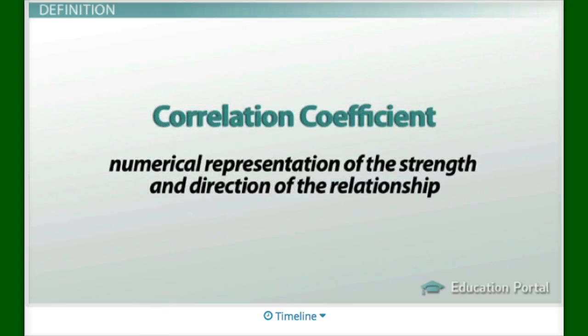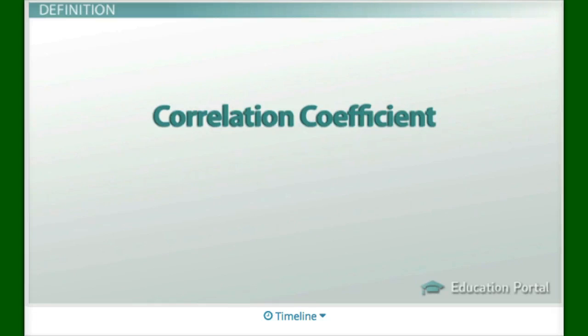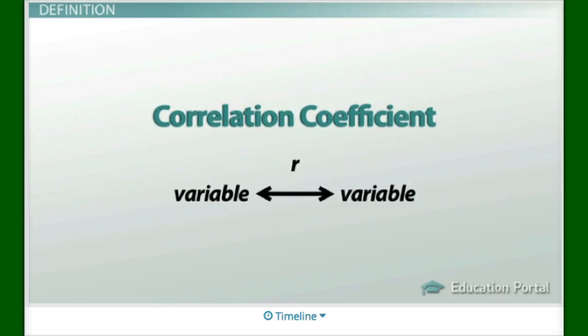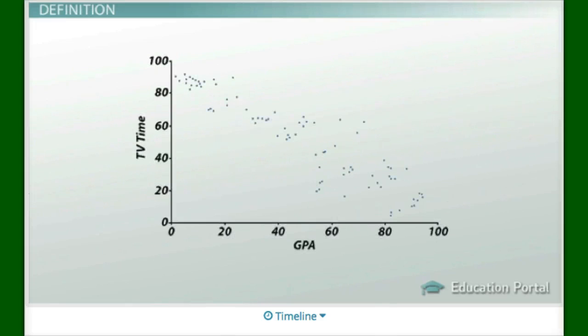A correlation coefficient is defined as a numerical representation of the strength and direction of the relationship. It is usually represented by a lowercase r. The correlation coefficient is a number that represents how similar the two variables are. It ranges from -1 to 1. Okay, enough definitions. Let's start bringing this all together.